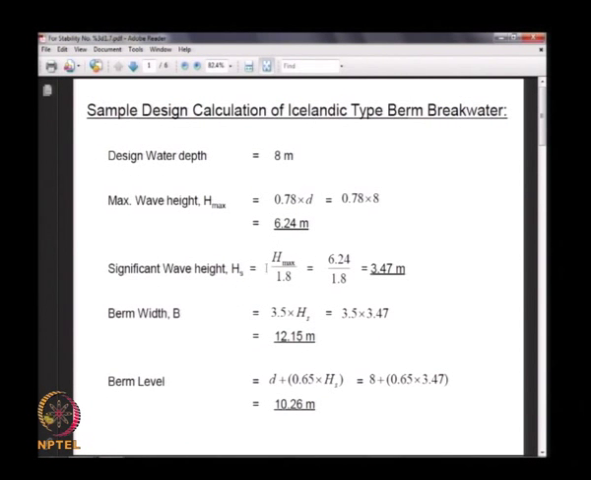So now we will go to the design calculation. We have to find out what is the significant wave height. I used 1.8.